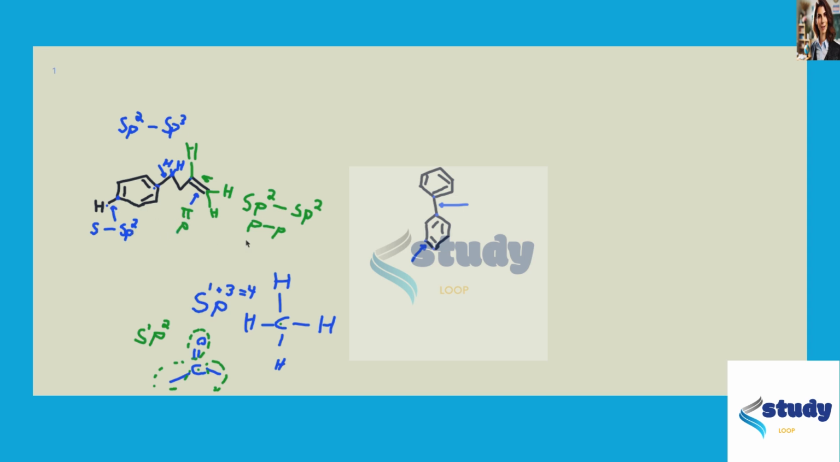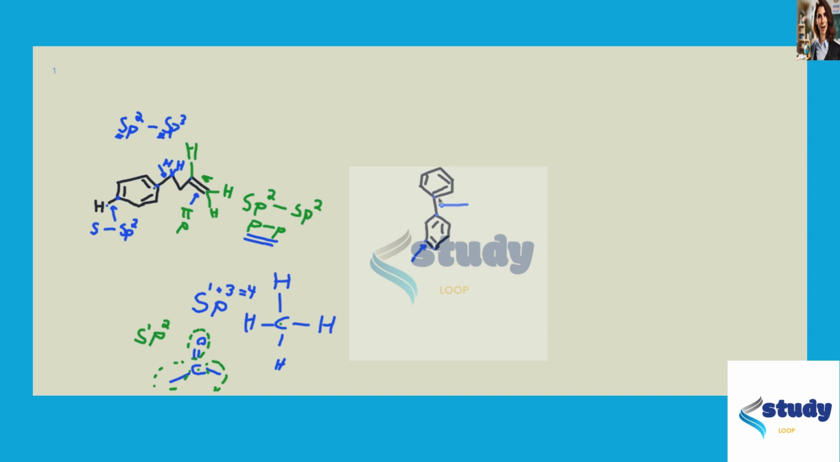Now, the question asks which one of these bonds would be the shortest in length. So what we know is that the greater amount of s character, the stronger your bond is going to be. And the stronger your bond is going to be, the shorter in length it is going to be as well. But what else we know is that double bonds are going to be stronger and shorter than a single bond. So right away, we're comparing a double bond versus two single bonds. So right away, we know that a double bond is going to be stronger and shorter than any of these single bonds. So we know that this pp orbital is going to be the shortest bond.